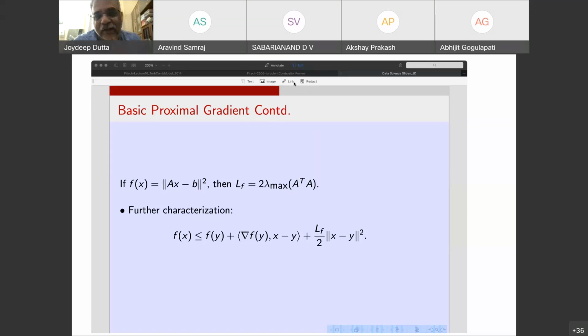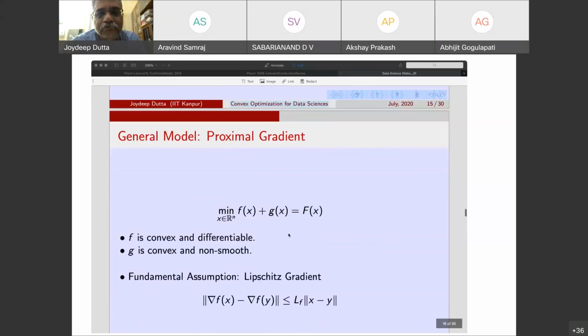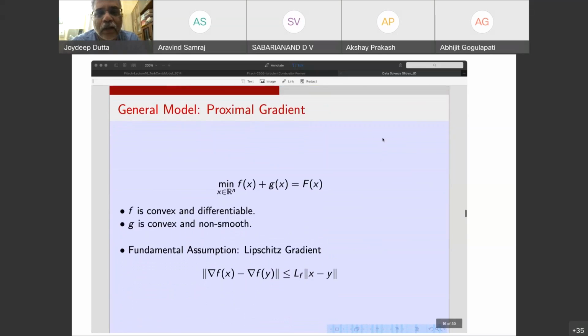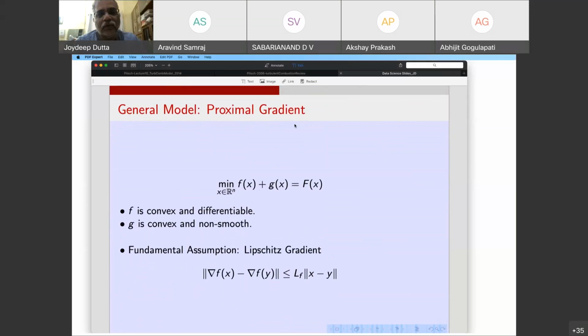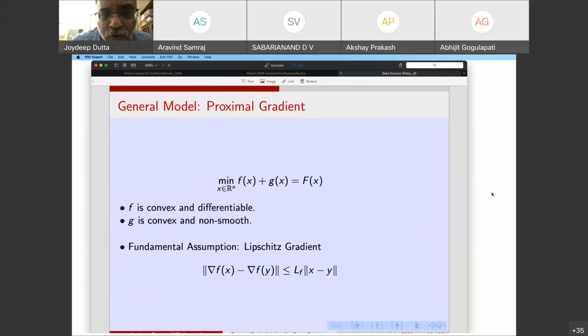The next slide. So now you see that this is the general model of the proximal gradient problem, that I have to minimize a function f plus g. F is convex and differentiable, g is convex and non-smooth, but most people, I would like to say, want to take g to be even a function like the indicator function of a convex set. The indicator function of a convex set is like a penalty term, which gives you the value 0 if x is in that set. It gives you the value plus infinity when x is outside the set.